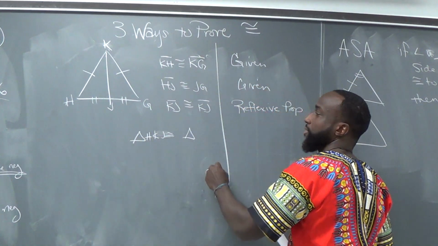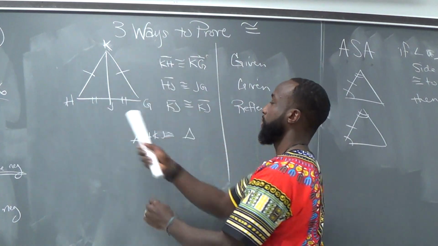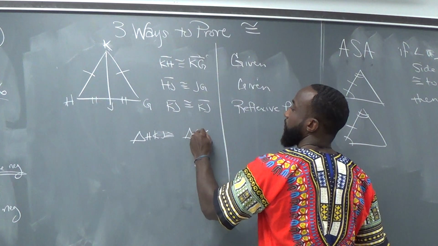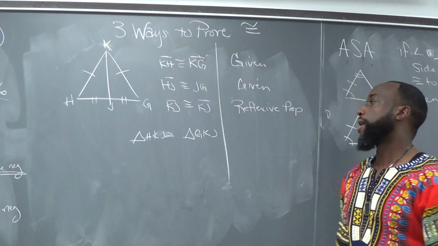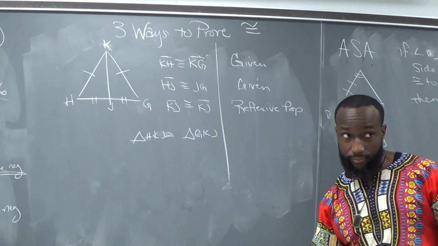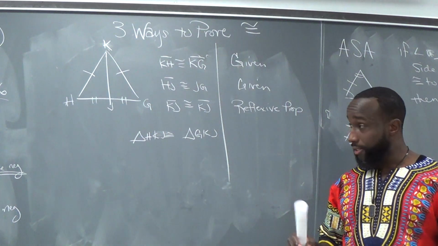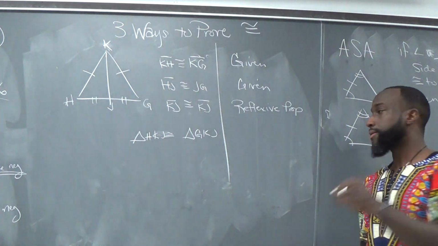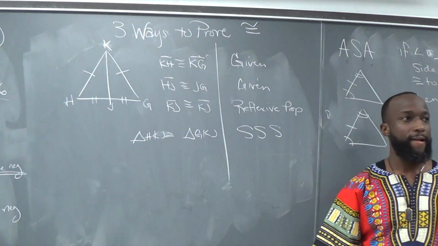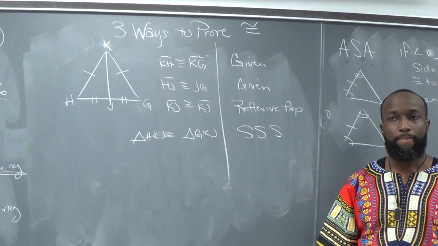Triangle HKJ is congruent to triangle... oh, GK. There you go. That's J. GKJ. Good job. And why is it congruent? Because they have to. Say it, Blake. Exactly. Side, side, side. The sides are congruent. That's it. There's your proof.